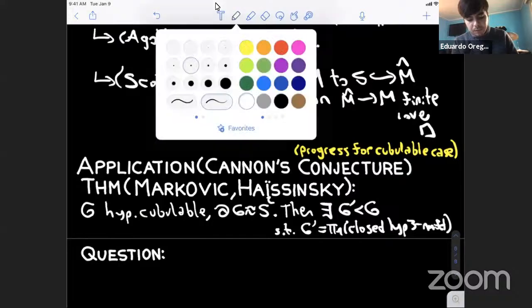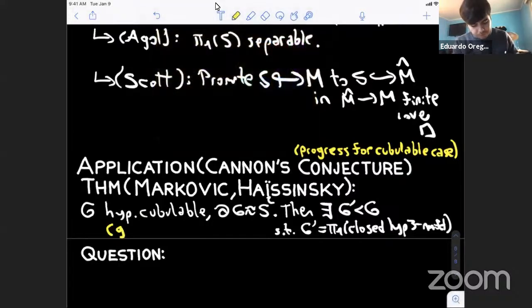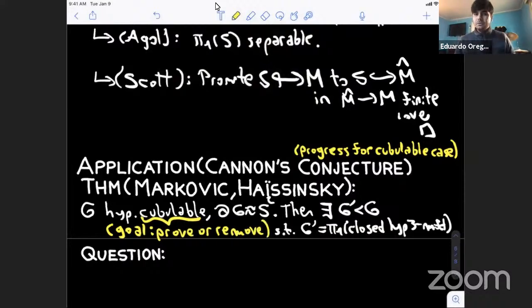So what is the goal for this conjecture? We want to either prove cubulability by some other methods, or remove the assumption, maybe getting this result without assuming cubulability. So the goal is to remove this assumption. And this is the general Cannon conjecture.